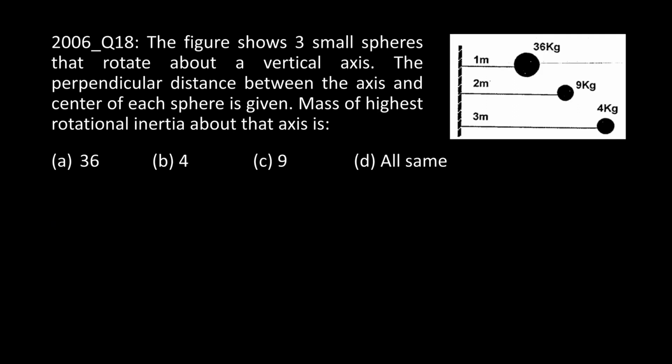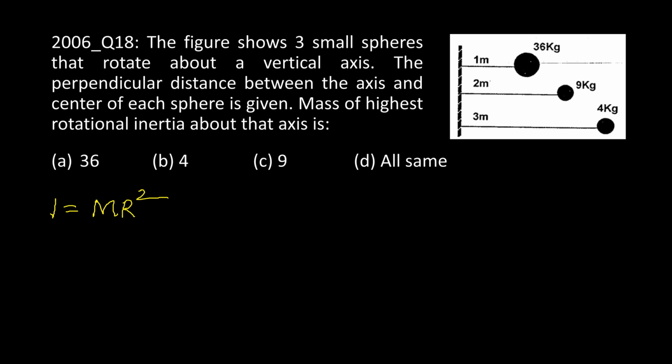Let's solve this question. The figure shows 3 small spheres that rotate about a vertical axis. The perpendicular distance between the axis and center of each sphere is given. Mass of highest rotational inertia about that axis is. Rotational inertia of mass m is given as I equals m r squared, where m is mass, r is the perpendicular distance from the axis.